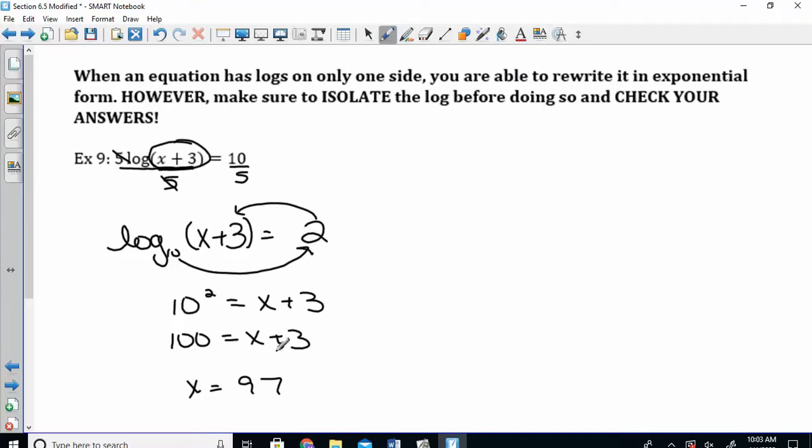For checking, what I really just need you to verify is that your argument won't be negative. So is 97 plus 3 a positive number? Yep, so we're good. If I had gotten negative 97, I wouldn't be able to plug that in, so it would be no solution. Or if I got negative 97 and 0, 0 would work, negative 97 wouldn't. So it's possible to have no solution, one answer, two answers, lots of possibilities here.